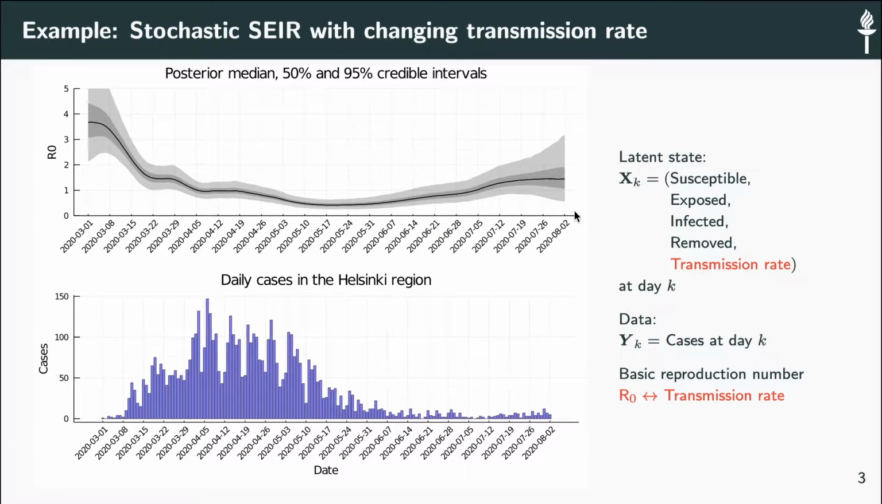And where this kind of a model could be useful, this is an example which is rather timely. I think many of us have been doing something like this recently, or at least looking at this kind of pictures. So this is just an attempt to estimate the basic reproduction number of an epidemic, or equivalent to the transmission rate of an epidemic, given daily observations of the cases. And this could be seen as a smoothing problem.